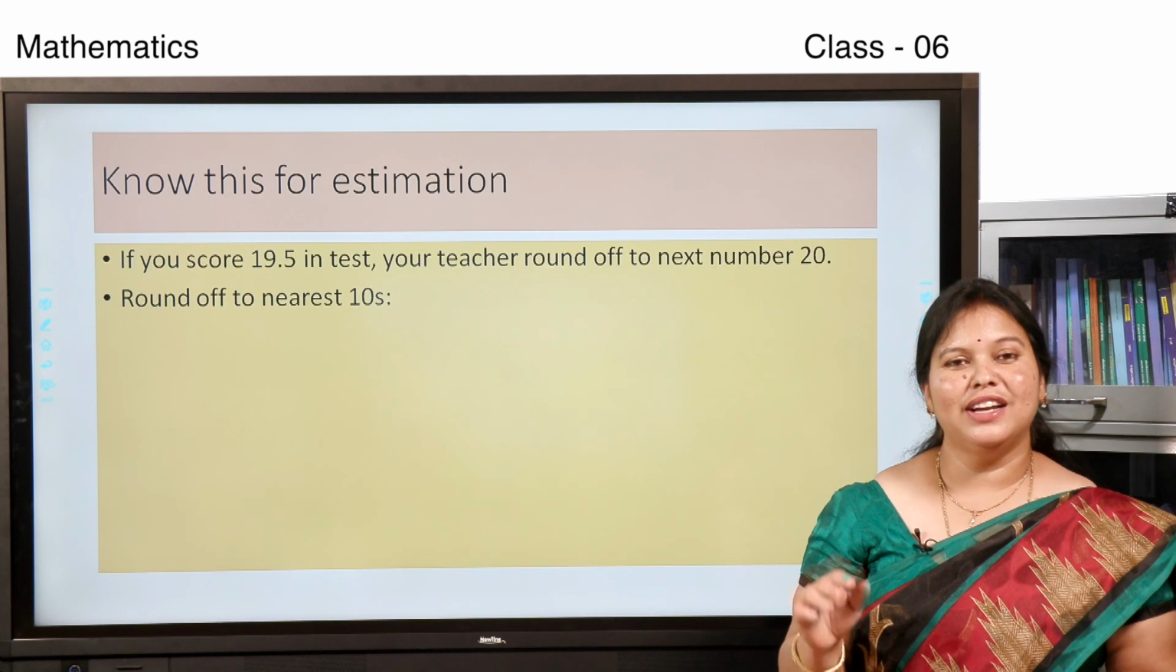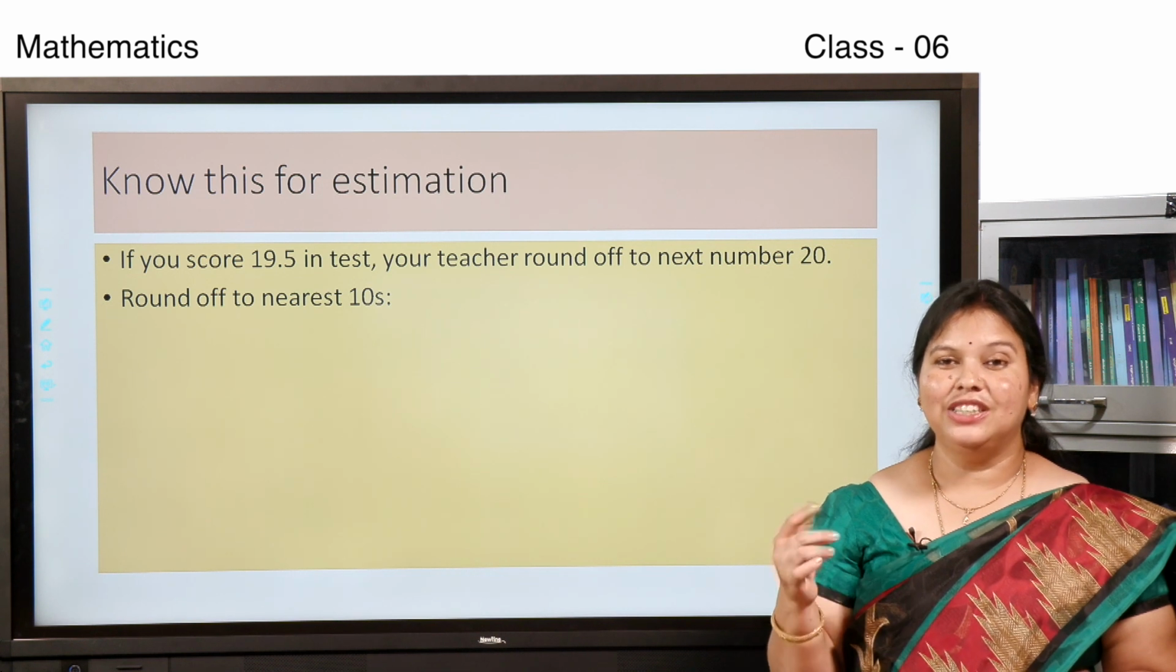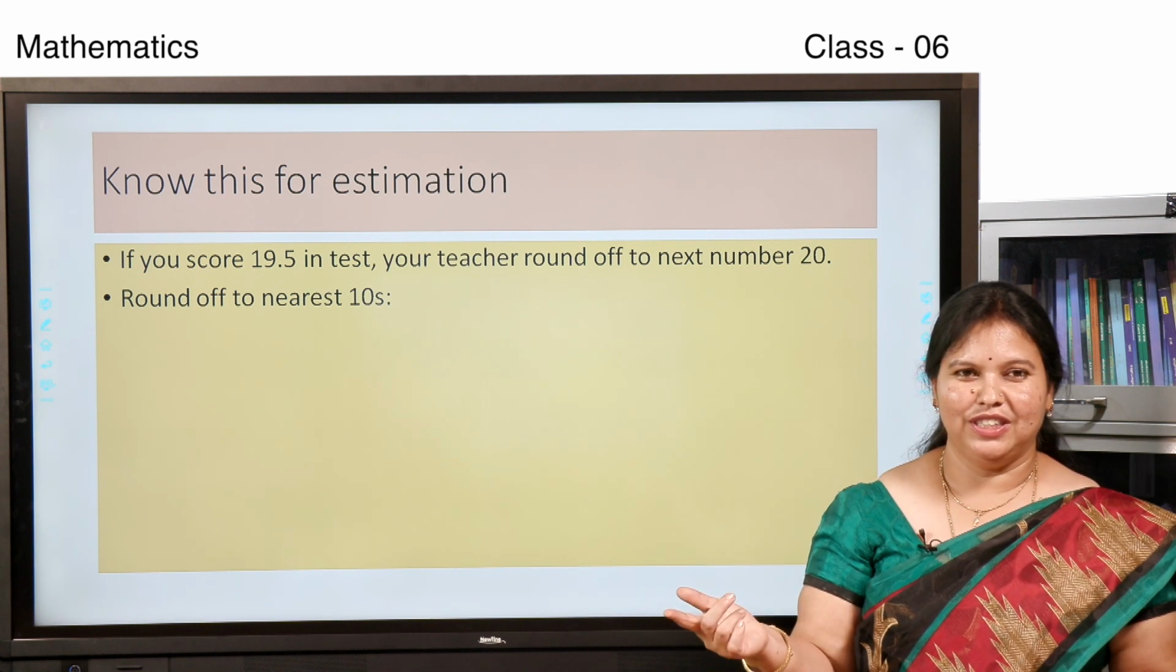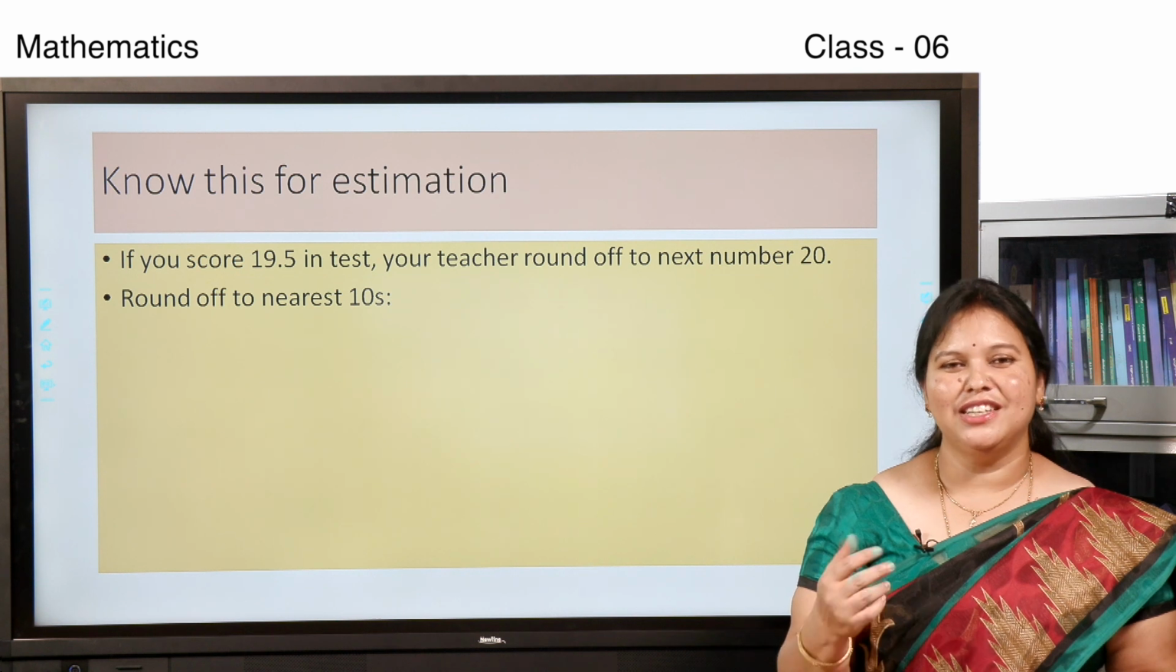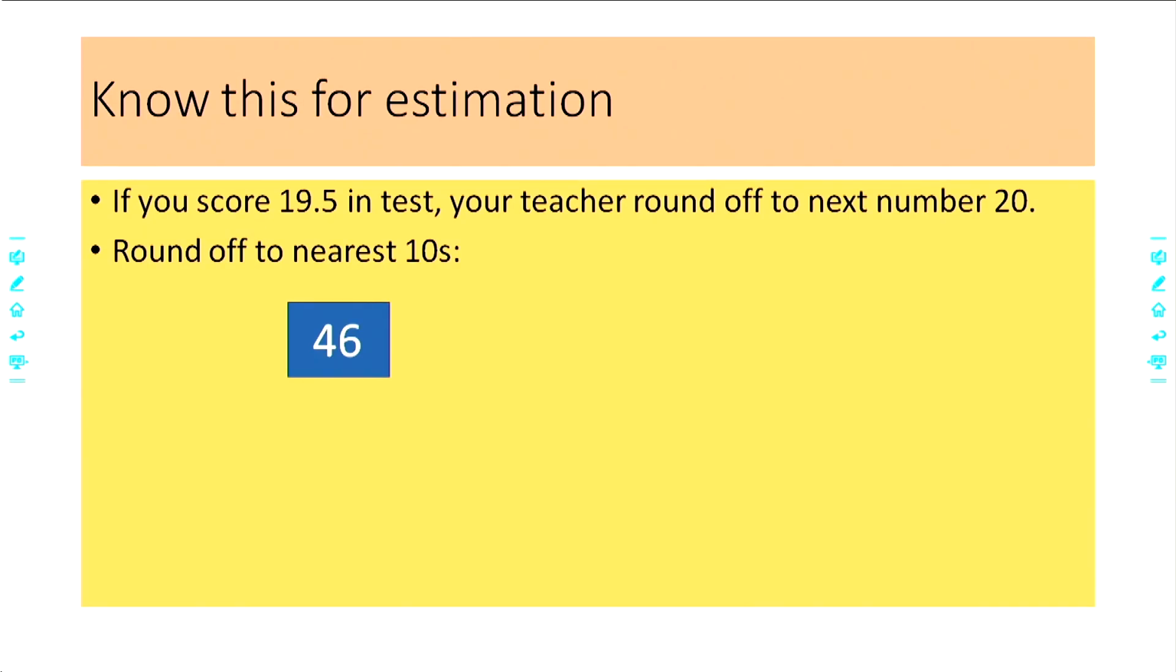If you score 19.5 in a test, your teacher will round off to next number 20. Similarly, we will see an example. 46. How to round off it to nearest 10? 46 is closer to 50 than to 40. So, we round off 46 to 50.